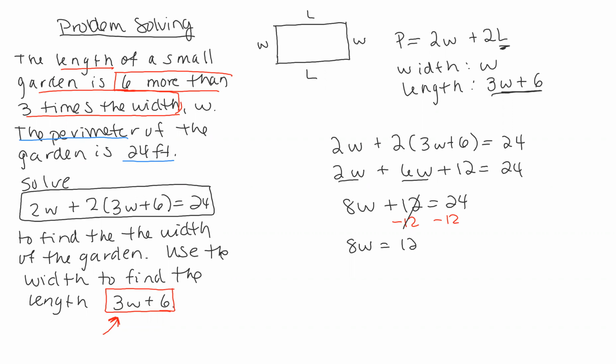And then finally, we want to undo the multiplication of 8 and W. So I divide by 8. 8's cancel, leaving 1W. And W equals 1.5. So 1.5 feet for the width.